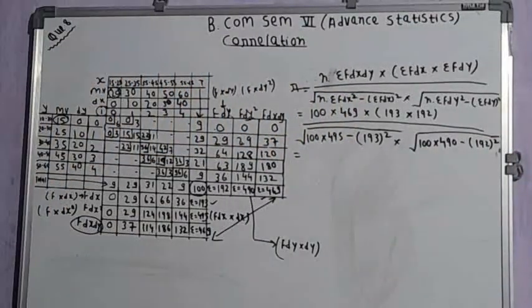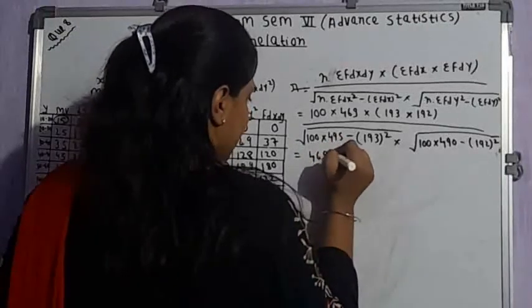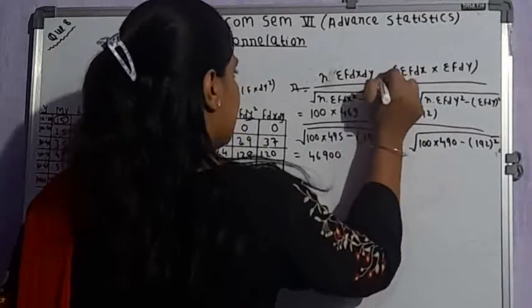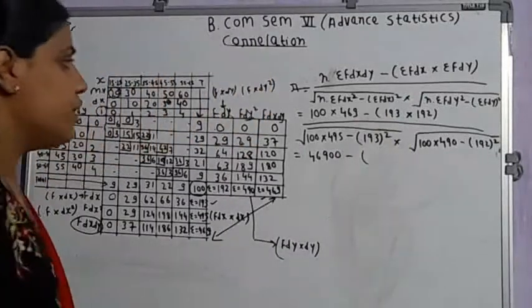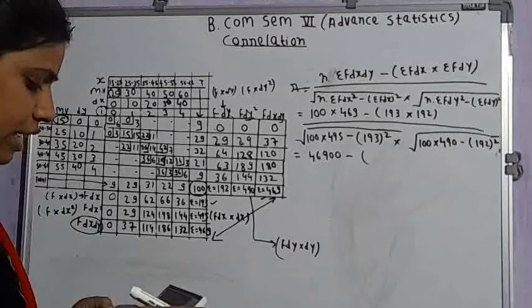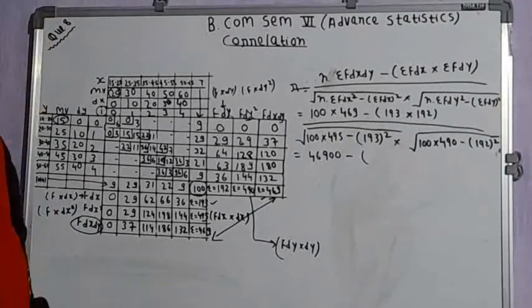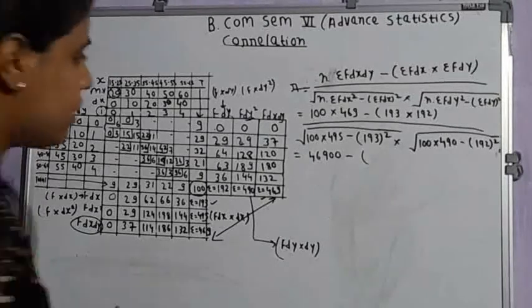Now 100 into 469, it would become 46,900 minus 193 into 192. It would come to 37,056. Okay, 37,056.